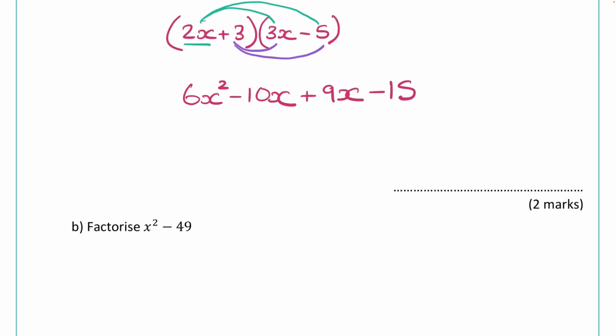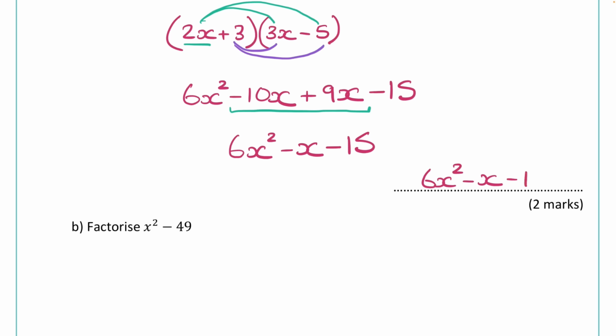I can then simplify this by collecting the two like terms in the middle. I need to watch out there because it's minus 10 add 9, which is minus 1. Typically, when we write minus 1x, we just put minus x and then minus 15. So there we go, that's expanded and simplified: 6x squared minus x minus 15.